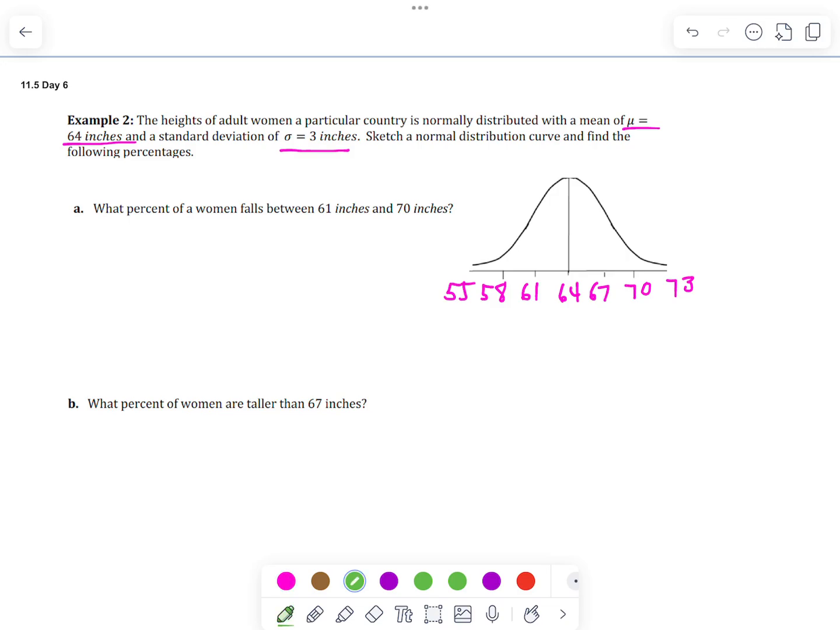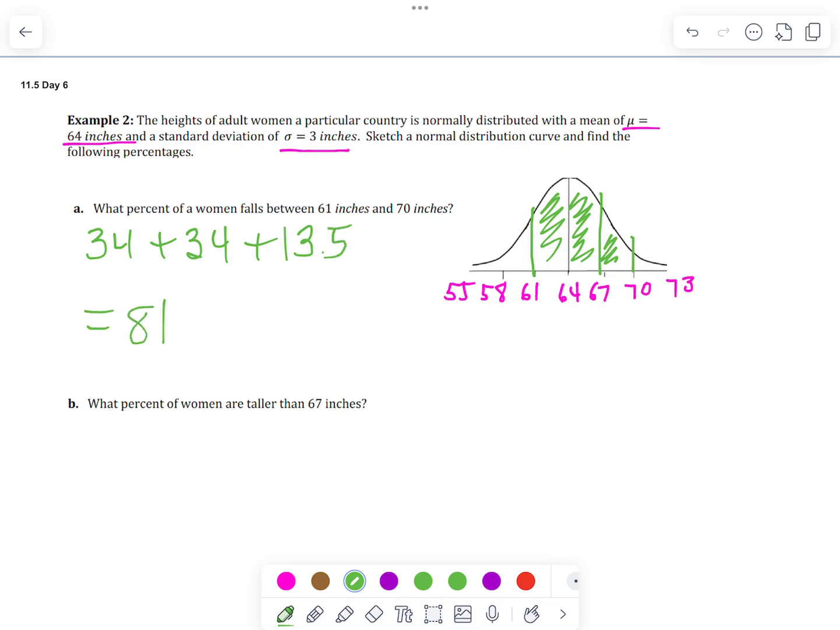All right. What percent of women fall within 61 inches? So here's 61 to 70. I'm just going to put my vertical lines here. So here's 34%, another 34%, and then 13.5%. So we add up those. 34 plus 34 plus 13.5 gives us 81.5%.